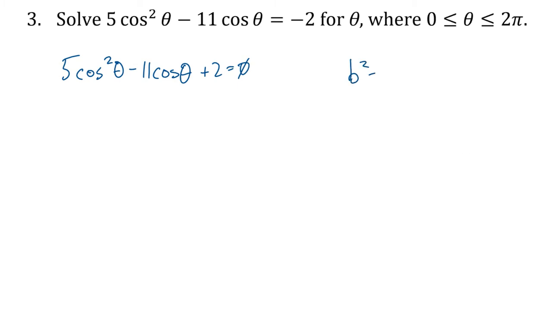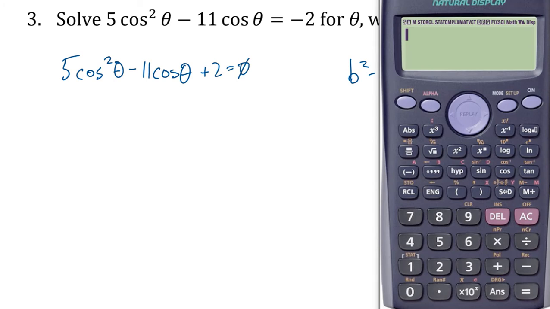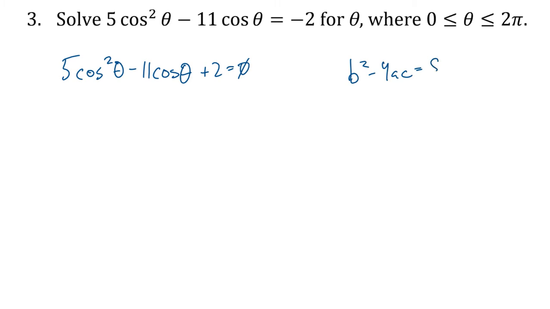B squared minus 4AC works out to 11 squared minus 4 times 5 times 2, which is 81. Therefore, factorable. 81 is a perfect square. It's 9 squared. So therefore, we can factor it.